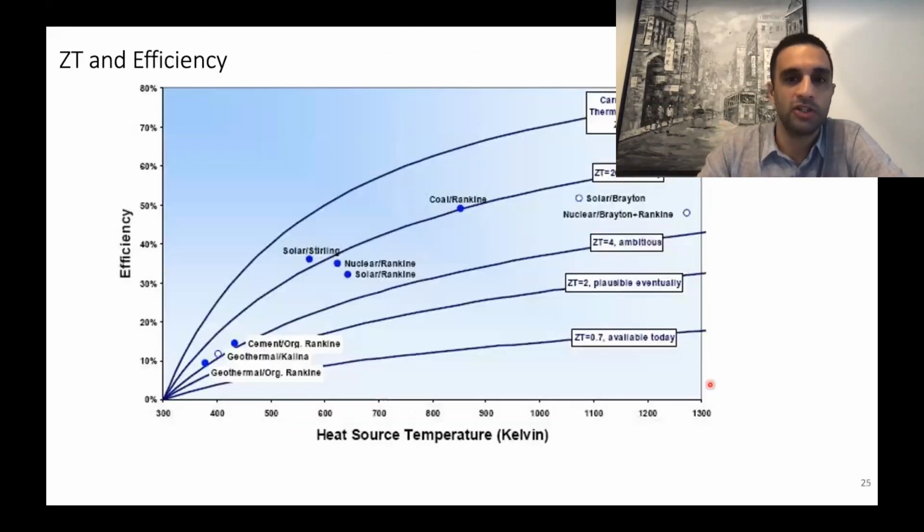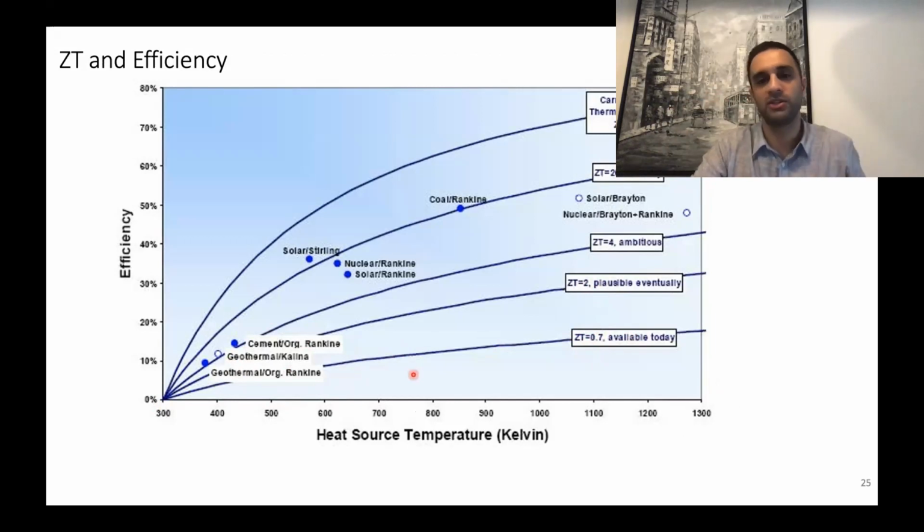Okay, so just for a rule of thumb, thermoelectrics are not ubiquitous. They're not going to replace your power generation or the refrigerator in a house, because they are low efficiency systems. Okay, so ZT between 0.7 to 2 is where we are today. And if you look at a cold side temperature of 300 Kelvin and a hot side temperature of somewhere around 500 to 700 Kelvin, you get an efficiency of 10 to 20%. Okay, so that's where we are.